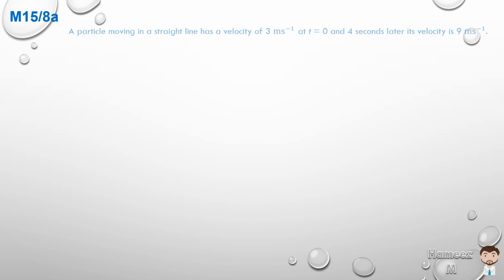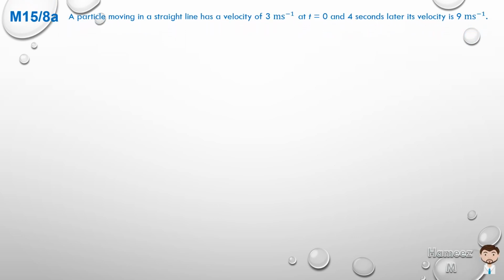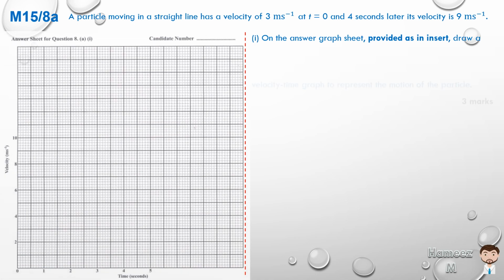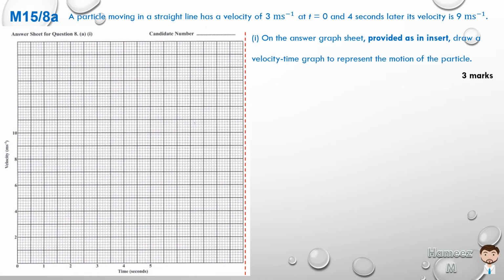May 2015, number 8a. A particle moves in a straight line, has a velocity of 3 meters per second at t is equal to 0, and 4 seconds later, which means t is equal to 4, its velocity is 9 meters per second. Part 1. On the answer graph sheet provided as an insert, draw a VT graph to represent the motion of the particle. So if we're considering that it's moving in a straight line, and at time 0, it's 3 meters per second, that means we're starting on the y-axis at 3, and we're increasing steadily until it's 9 meters per second when the time is 4.